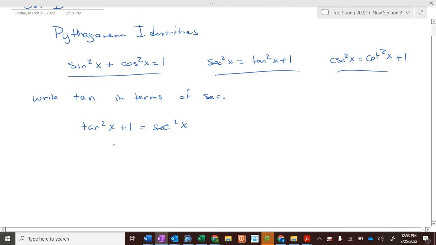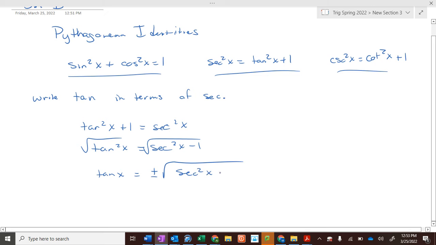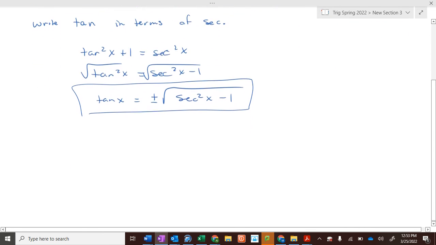How do I get tangent alone? Minus 1. So tangent squared of x equals secant squared of x minus 1. Then how do I get tangent alone? It's tangent squared. I need tangent alone as just tangent. Square root. Tangent of x equals positive or negative the square root of secant squared of x minus 1. Okay? So that's writing tangent in terms of secant. That's an easy one.